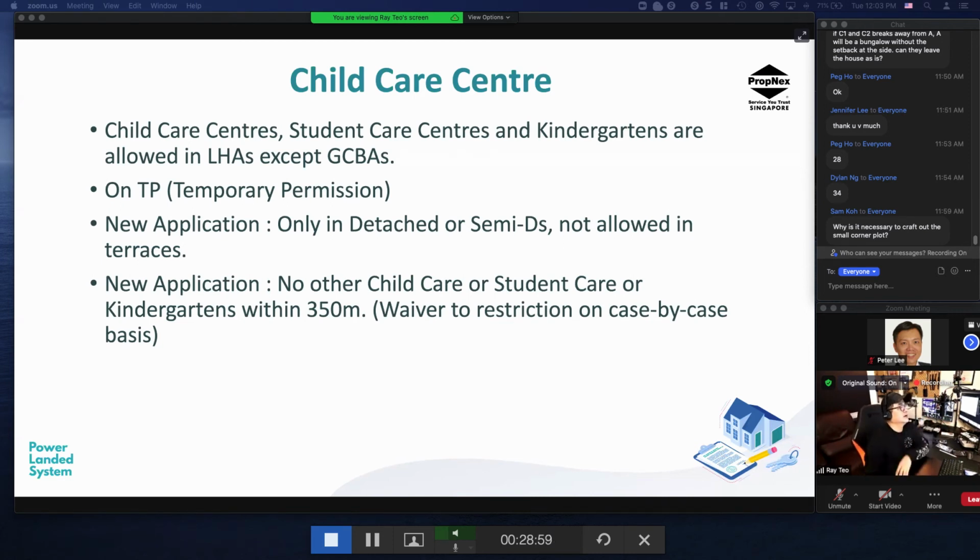Then you also need to make sure that within 350 meters, there is no other childcare center, student care, or kindergarten. Okay, these are small knowledge, not very important.